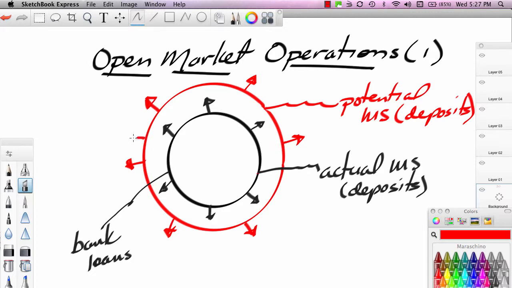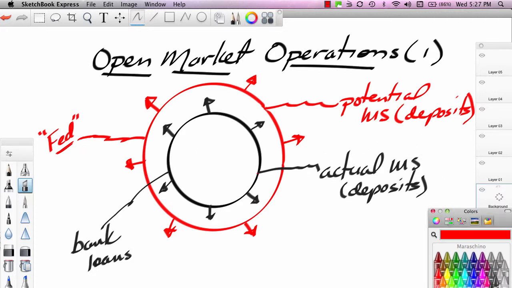And what you're going to learn in this particular lesson is that it's the Federal Reserve System, which we'll call by its nickname, the Fed, the U.S. Central Bank, which expands the outside circle by injecting excess reserves into the banking system.